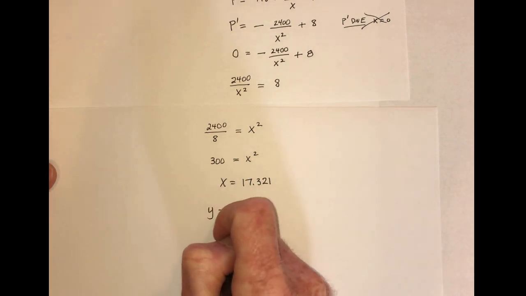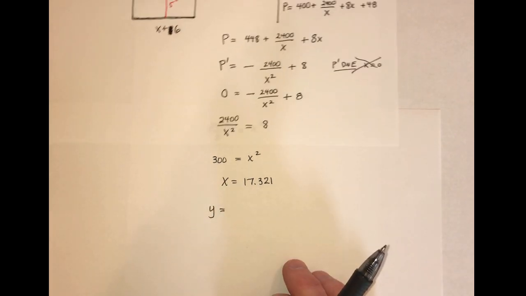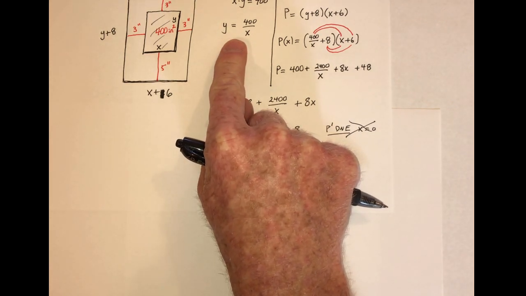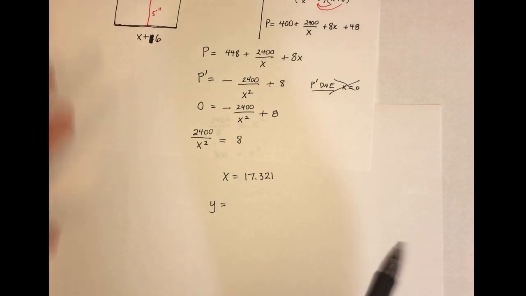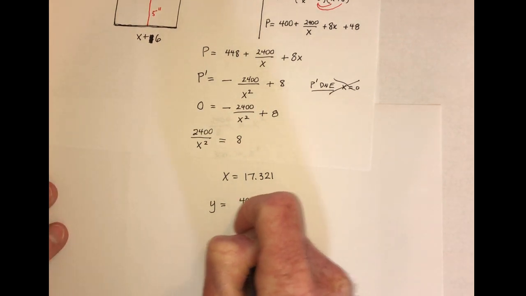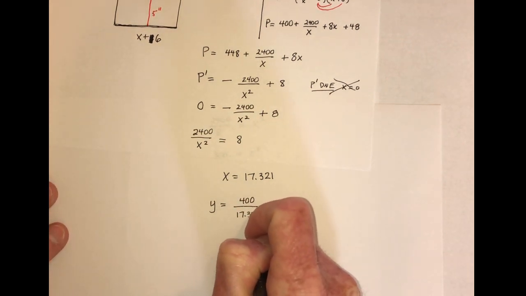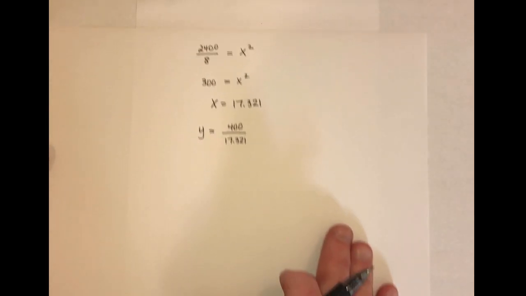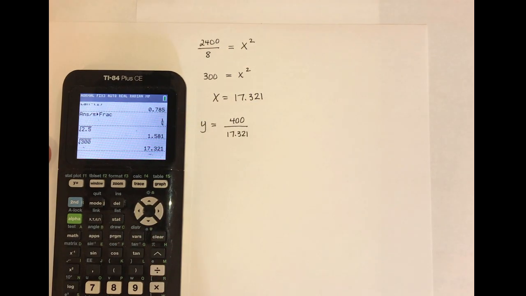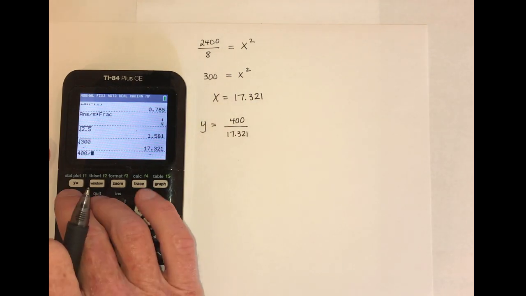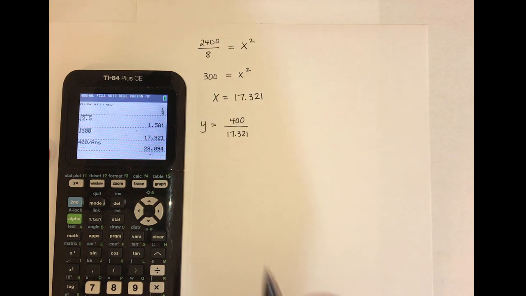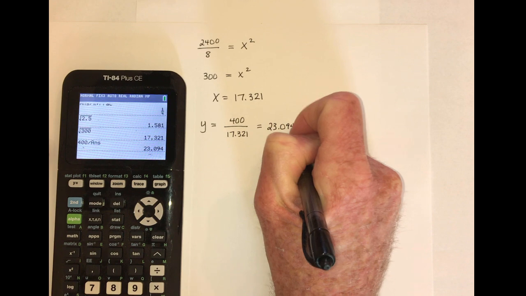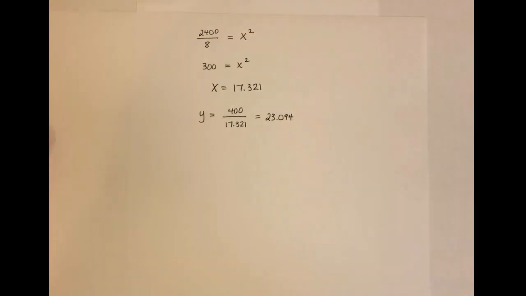And then we also need to know what y is. A little while ago we had a formula for y right here. It's 400 divided by x. So 400 divided by my last answer is 23.094. Okay.